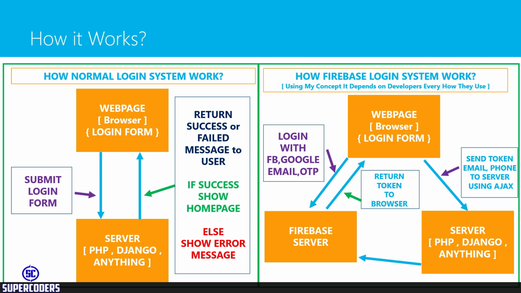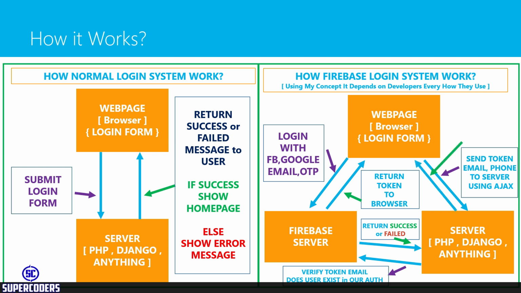So after sending data to our server, we will make an HTTP request to the Firebase server and send the verified token and email, and check whether this data exists in Firebase or not. If it exists in our Firebase server, then it will return some success message or error message that the user exists or does not exist. So we can verify the user detail which is coming from AJAX. After that, we will send the response data to the browser, whether it is success or false.